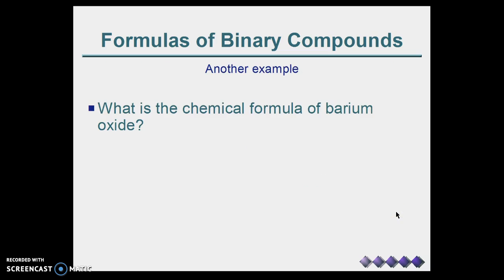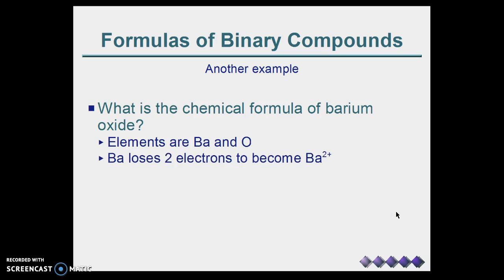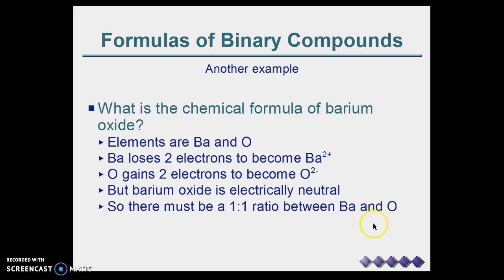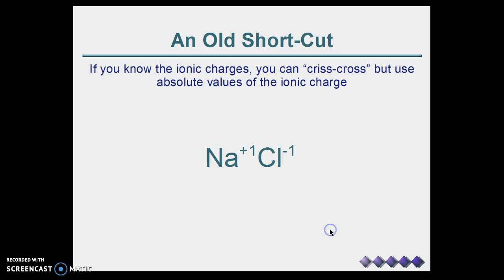Here's another. Barium oxide. Elements are barium and oxygen. Barium loses 2 electrons, Ba2+. Oxygen gains 2 electrons, O2-. The charges are the same, but opposite in sign. Barium oxide is electrically neutral, so you just need a 1-to-1 ratio. And the formula is BaO, 1 barium, 1 oxygen.